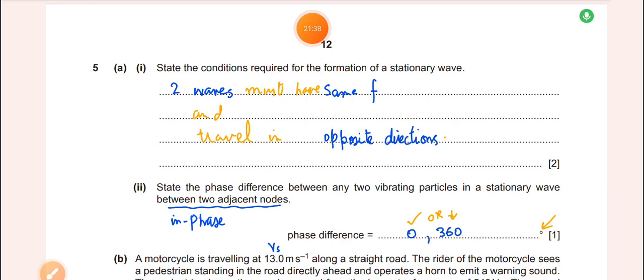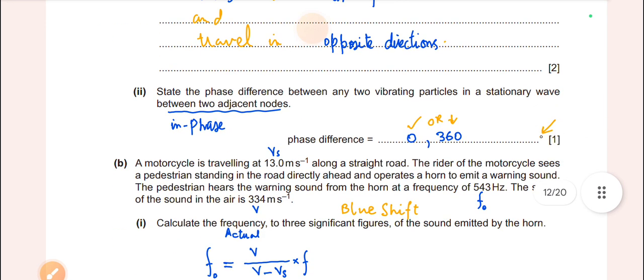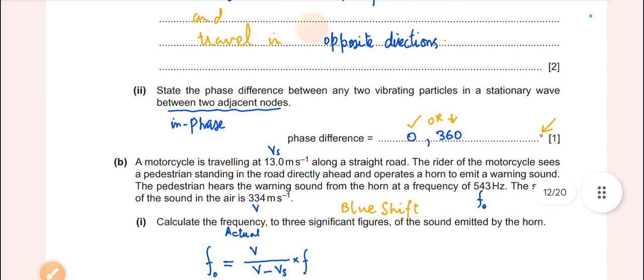Question 5. State the condition required for a stationary wave. A stationary wave is formed when two waves having the same frequency interact with each other, but they should be traveling in opposite directions, right? State the phase difference between any two particles in a stationary wave between two adjacent nodes. This is to learn. All the points between two nodes are always in phase, and when they are in phase, it means there is no difference between them. So the phase difference is 0. If you try to be more technical, sometimes 0 and 360 degrees are equal.